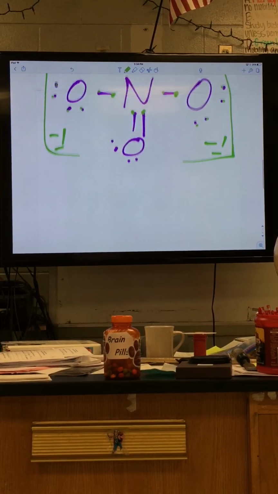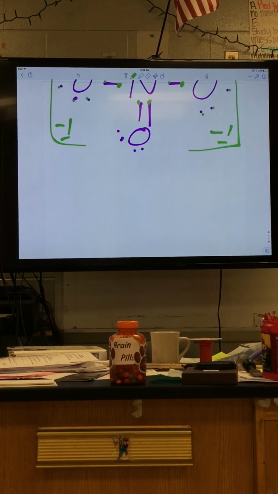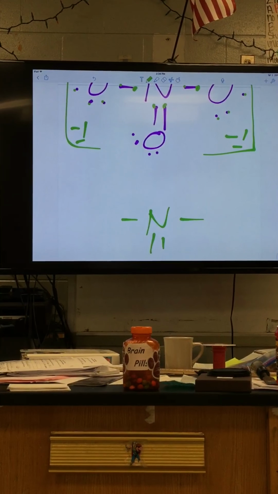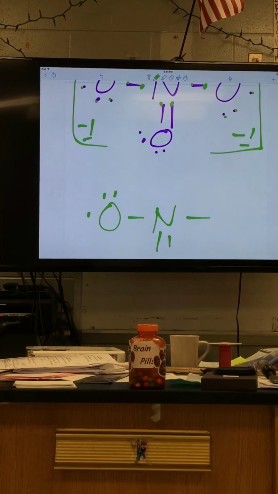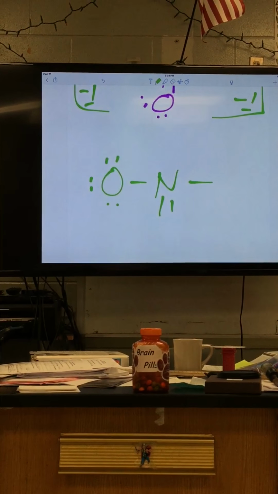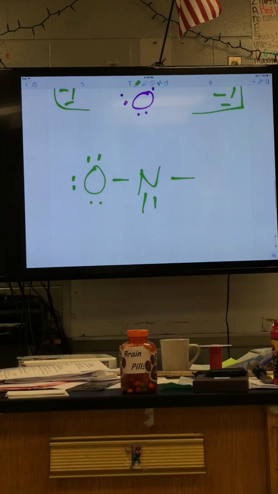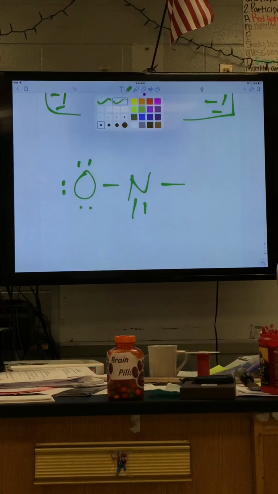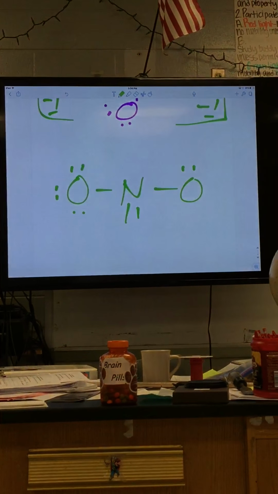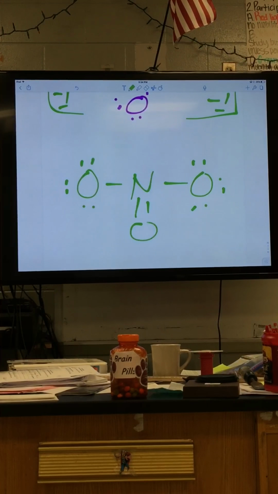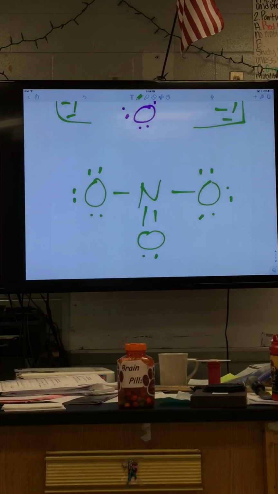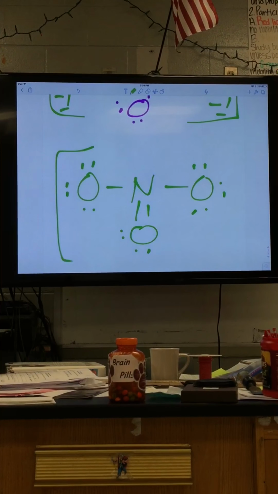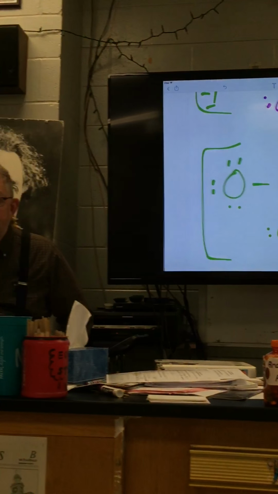So it's written just like this: nitrogen, double bond, single bonds, oxygens with their dots, all in brackets with a negative charge. I rest my case.